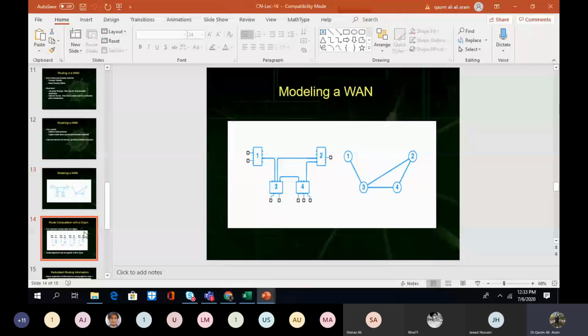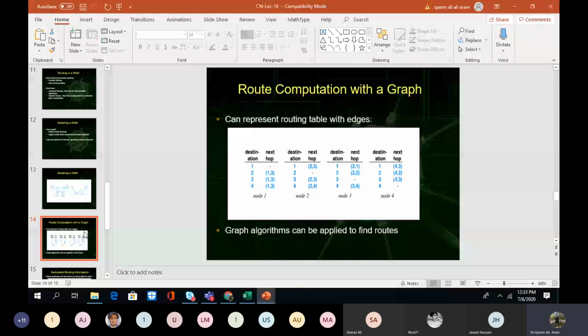Okay जी, route computation with a graph can represent routing table with edges. अब यहाँ पे देखें, graph algorithm can be applied to find the routes. अब देखें, in this particular diagram we have destination column and the next hop column, right? Again destination column and the next hop column, and so on. So for each node we have individual destination as well as next hop column. ठीक है जी, ये चीज आपने थोड़ी सी understand करनी है.